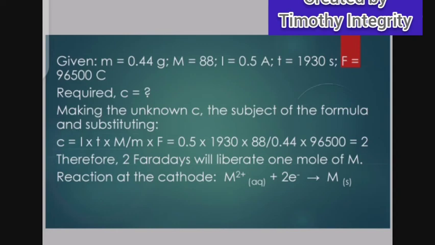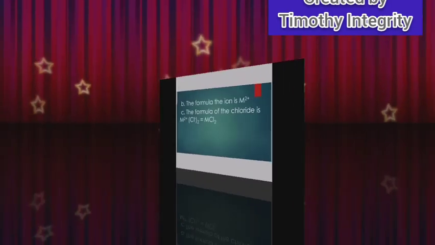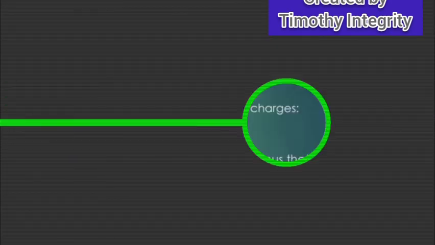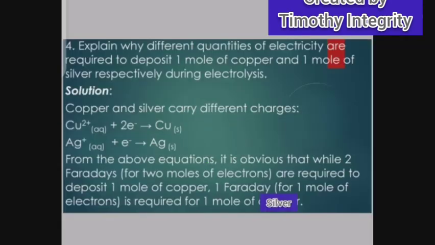Reaction at the cathode, therefore, is M2+ plus 2e-, giving us M solid. Now, the B part of the question, the formula for the ion is M2+. And the C part says the formula of the chloride is MCl2.